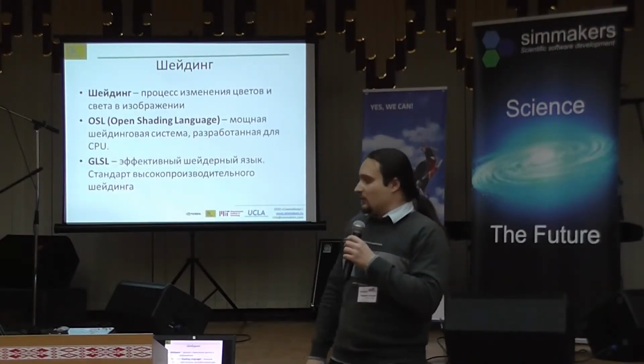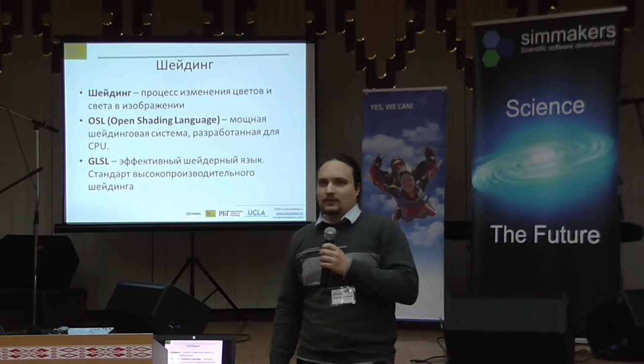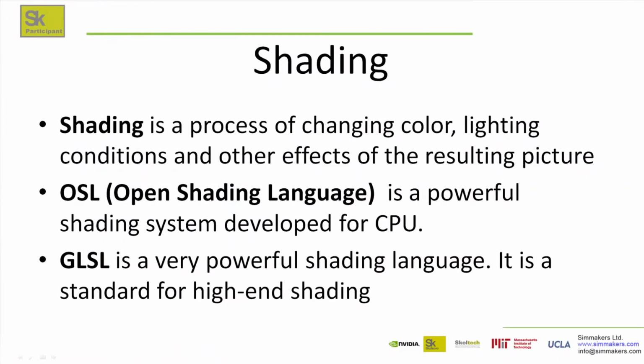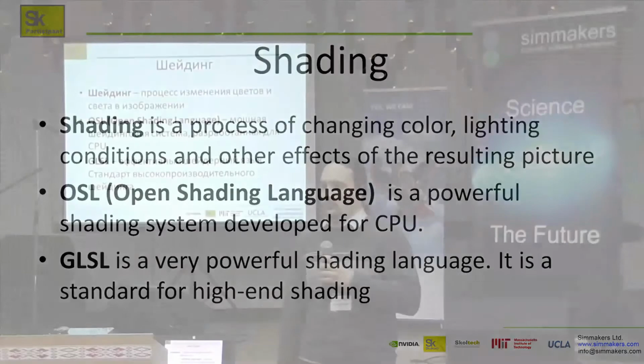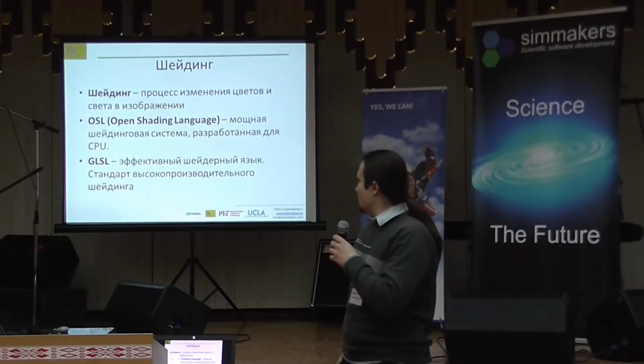Shading is also used in the field of visual effects. I think that most people know what shading is. It's a process of changing the color and lighting parameters of the resulting picture. Software used for these purposes are called shaders. There are special programming languages for creating shaders, one of which is Open Shading Language, which we encountered in our projects. Open Shading Language is an open source project developed by the open source community with Sony ImageWorks.